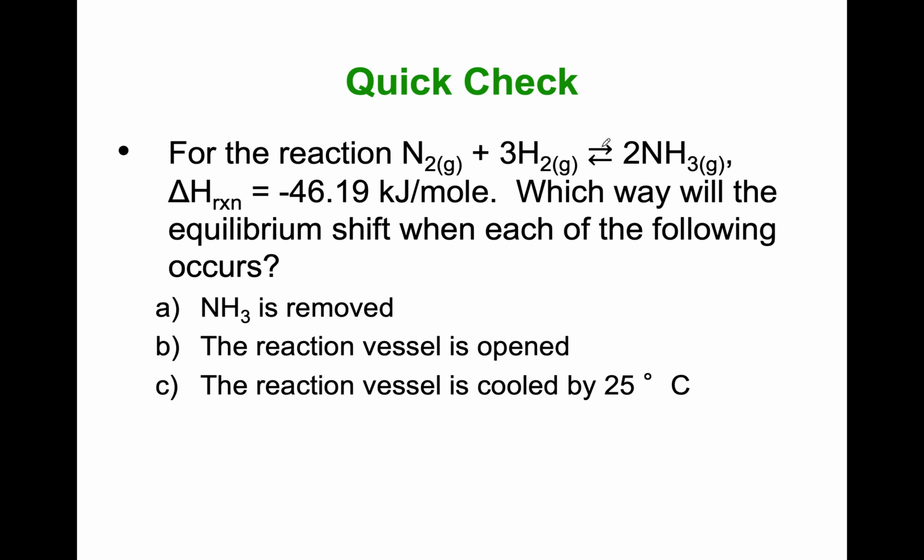So take a look here at this example and see what you can come up with. What I encourage you to think about is, right away, what does delta H mean? Is it endothermic or exothermic? And then think about NH3 being removed, or what if NH3 is added? How's that going to shift equilibrium? And the reaction vessel is opened. What does that mean? This is actually asking about volume, so a change in volume. What's that going to do? And the reaction vessel is cooled, so that goes back to, is it endothermic or exothermic? So go ahead and go for this one.